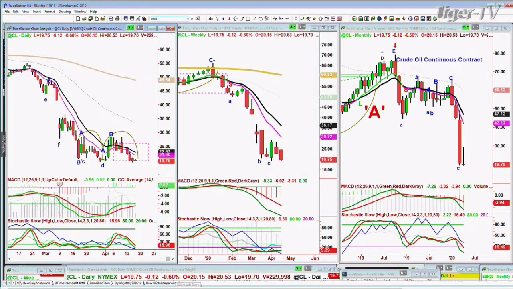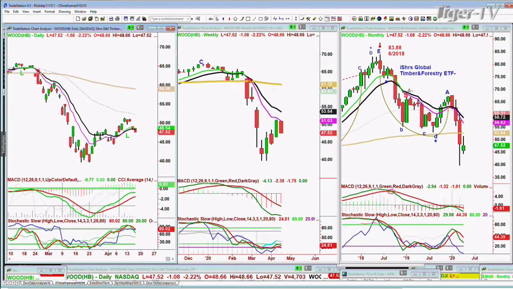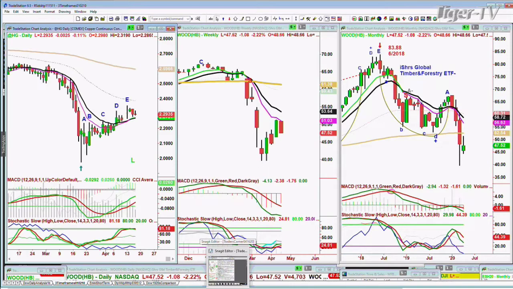Let's look at WOOD, that is the iShares Timber and Forestry ETF. It's come off the low very nicely. Peak A, peak B, peak C, and peak D. Oh, thank goodness. The weekly chart is okay. It's not great. Monthly chart is horrible. So this is international. Let's look at high-grade copper, and then I got the questions that I'll go to.